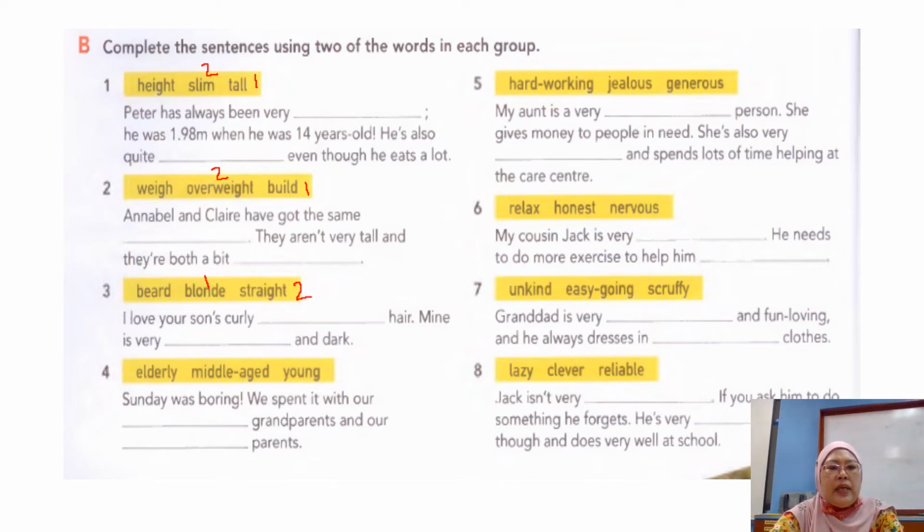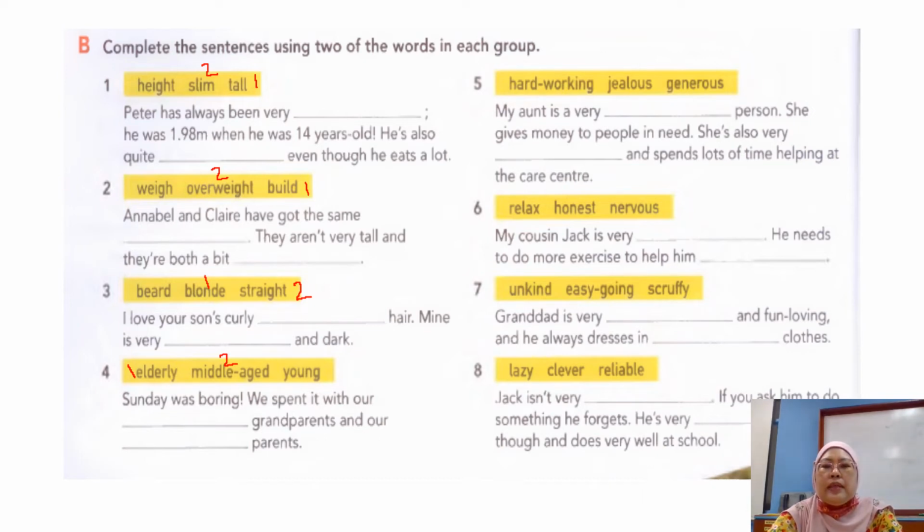Number 4, we have the words elderly, middle-aged, and young. Sunday was boring. We spent it with our grandparents. So what grandparents? Young grandparents, middle-aged grandparents, or elderly grandparents? Yes, the answer is elderly grandparents and our middle-aged parents.